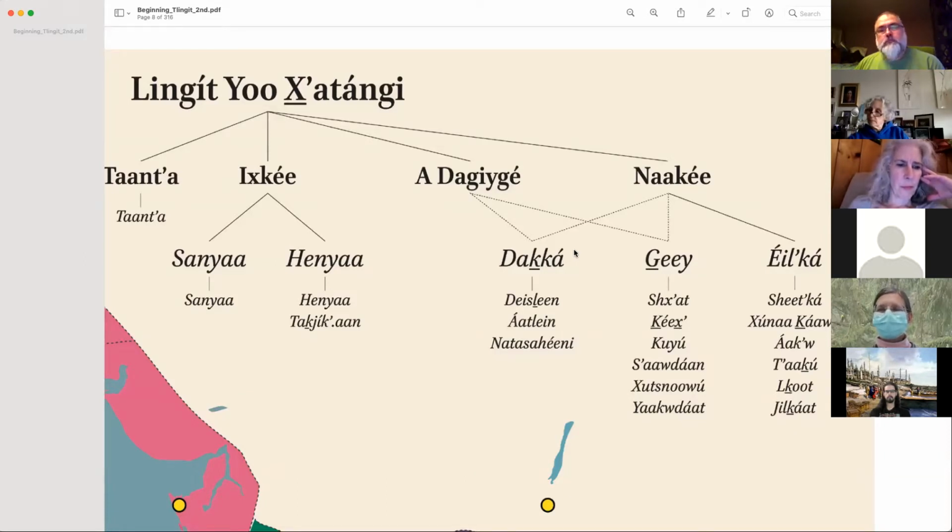The second house post is finding out what these little bentwood boxes are and filling them full of stuff. Tlingit has nouns. That's the name of a thing. You learn a whole bunch of names for things. Like, what's this called? What's that called? What kind of bird is that? What kind of animal is that? What do we call that? And you're just filling up your box.